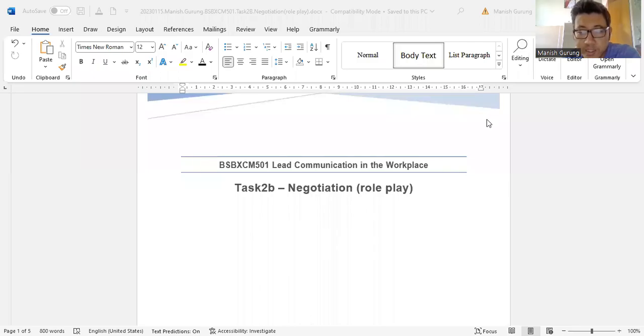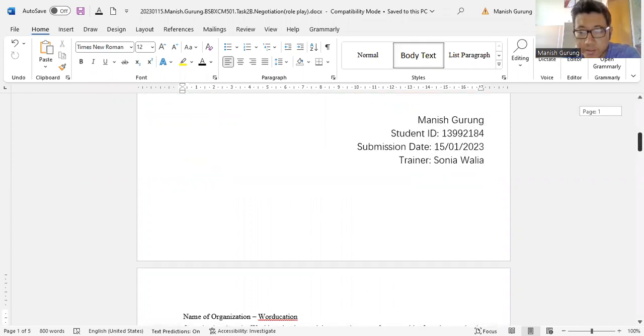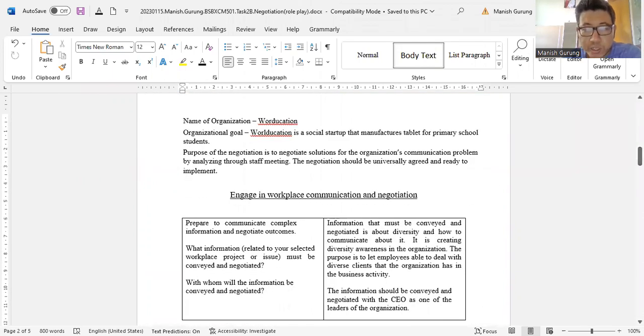Lead communication in the workplace, tasks to be negotiation role play. Name of the organization is World Education. The organizational goal is to start a social startup that manufactures tablets for primary school students.